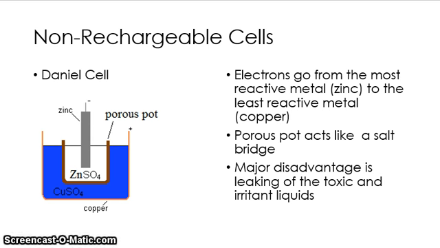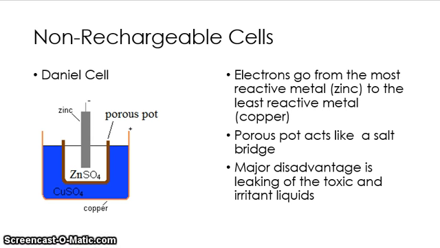So first of all, non-rechargeable cells. The first example is a Daniell cell, which is shown in this diagram here, where you've got a zinc electrode, and the copper electrode is actually the copper can that contains the copper sulfate. So you've got two liquids, the copper sulfate and the zinc sulfate. The zinc sulfate is in contact with the zinc electrode, the copper sulfate is in contact with the copper electrode, and then you have this porous pot which separates the two solutions.